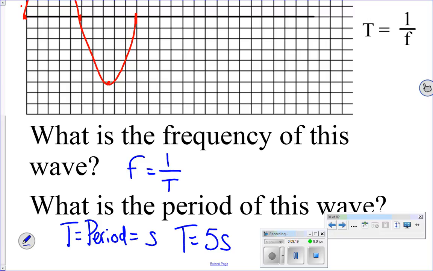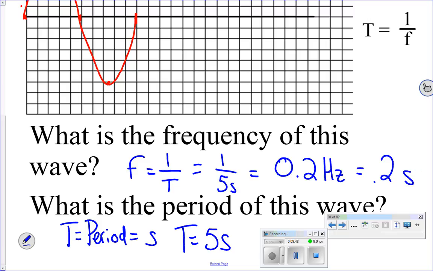So frequency is going to be 1 over time. Excuse me for a moment. Frequency in this case will be 1 over 5 seconds. And it's not really appropriate to leave this as a fraction. We are going to divide this out. 1 divided by 5 is 0.2, and our unit for frequency is hertz. You can also show hertz if you want to as seconds to the negative 1. Not necessary, and most people choose not to do that.